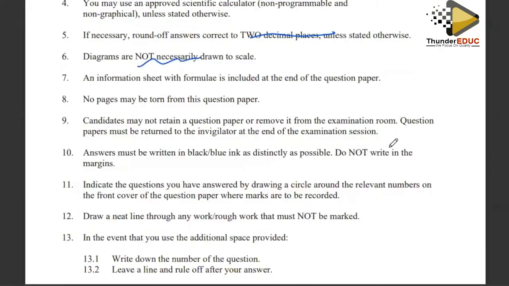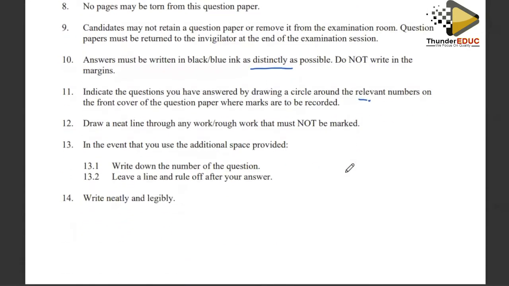Okay, we're not going to do that. Answers must be written in black or blue ink. Indicate questions you've answered by drawing the star. No, we're not going to do that. We're going to answer everything. Draw a neat line through any work that must not be marked. All right, so those were the instructions. Let's just dive into the paper.